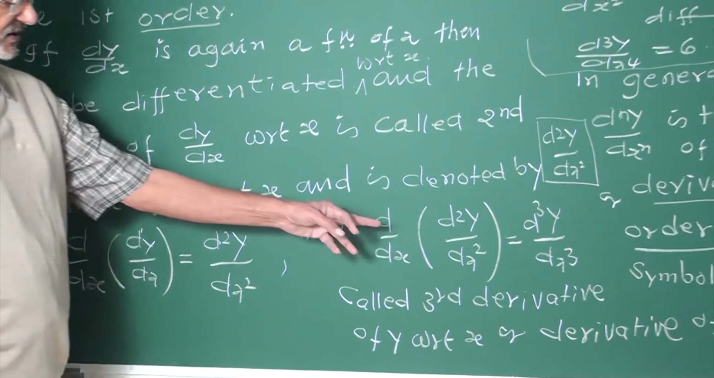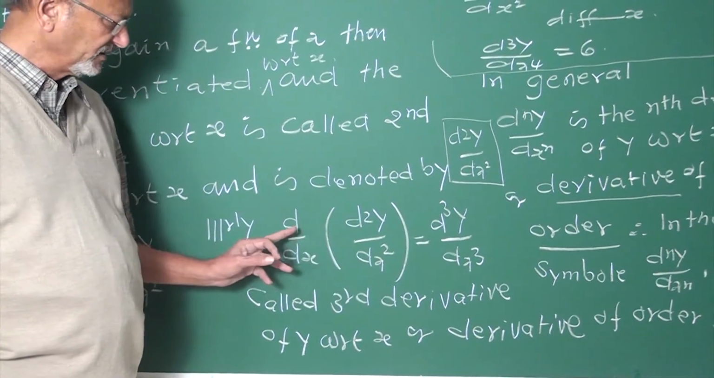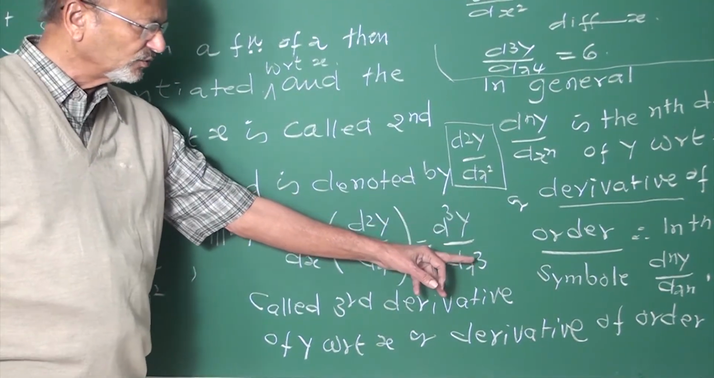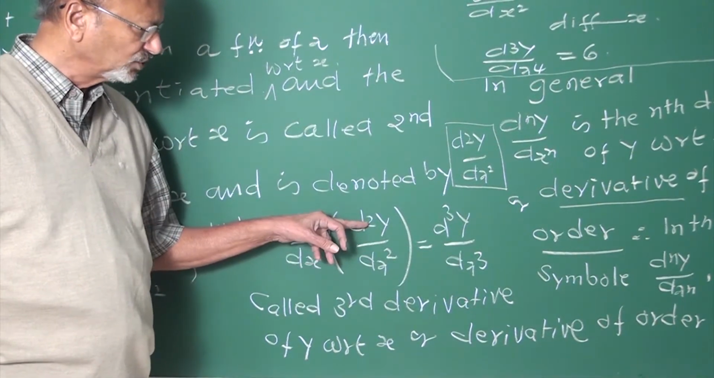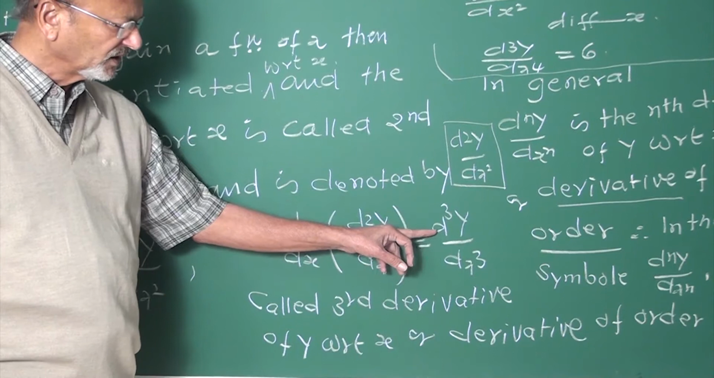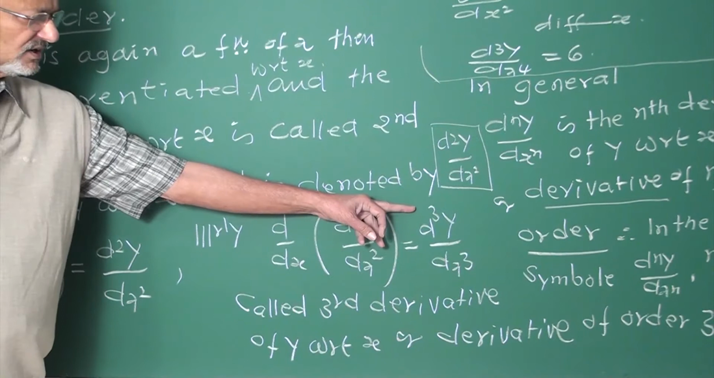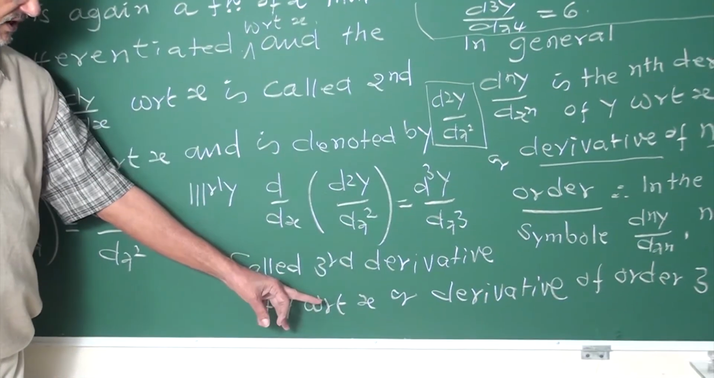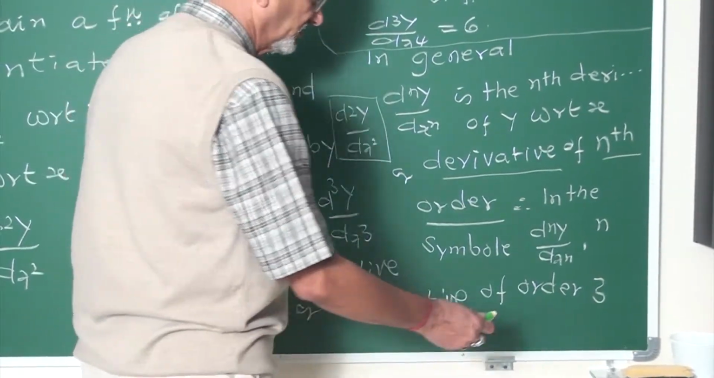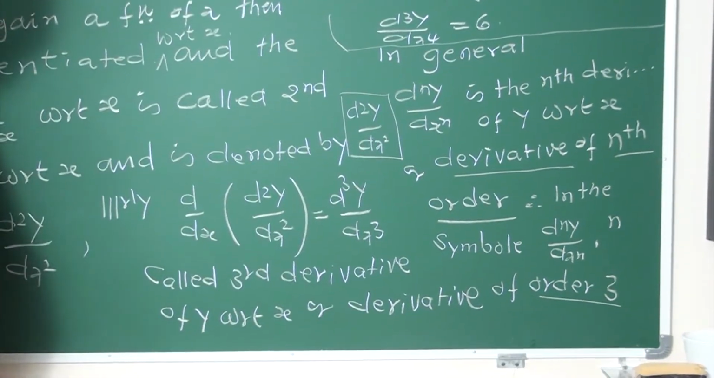Similarly, if you differentiate the second derivative with respect to x, then we get the third derivative of y with respect to x. What is the symbol? This 2, we write the next number, 3. It is d3y by dx3. This is called the third derivative of y with respect to x. Otherwise, it is called the derivative of order 3.